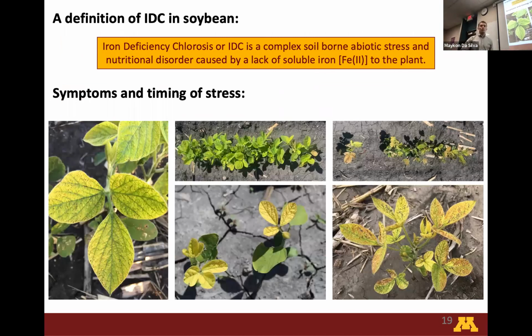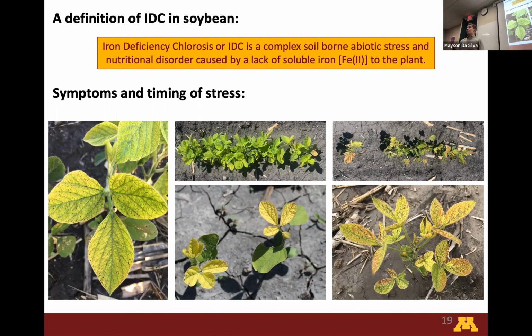So what is the definition of IDC? Iron deficiency chlorosis is a complex soil-borne abiotic stress and nutritional disorder caused by a lack of soluble iron to the plant. And what are the symptoms and timing of stress? In soybean, IDC is characterized by interveinal chlorosis, these yellow leaves with dark green veins, as shown in this image here, and stunting of the growth. Soybean plants remain short and they do not fully close the canopy.